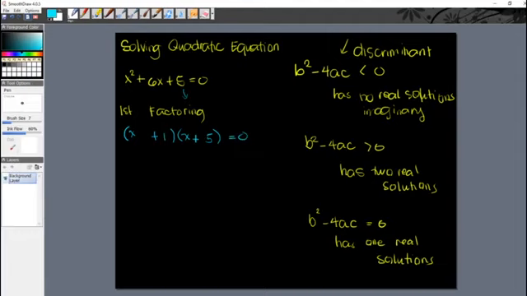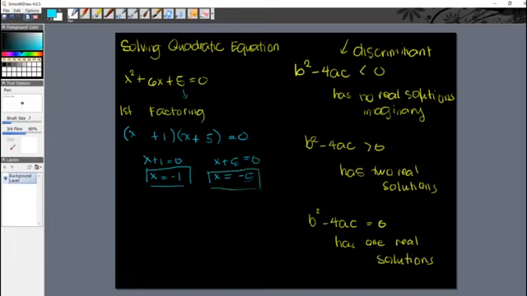To continue solving for the x values, we're going to apply the zero product property, where we equate both factors to 0. Then, solving for x for each side, we have x equal to -1 and x equal to -5. All right, so we have two values of x for this quadratic equation.